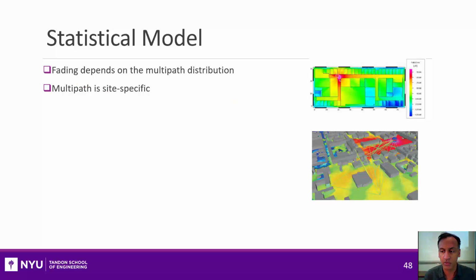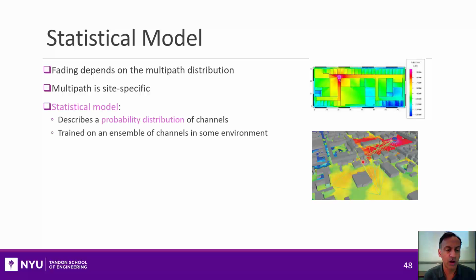So for example, shown here are some ray tracing outputs, and the actual paths that would arrive depend on the particular locations of the walls or the buildings of that environment. What we want, though, to discuss in this section is a statistical model. So this is a model that is not site-specific, but instead describes a probability distribution of channels that would be trained on some ensemble of channels from some environment.